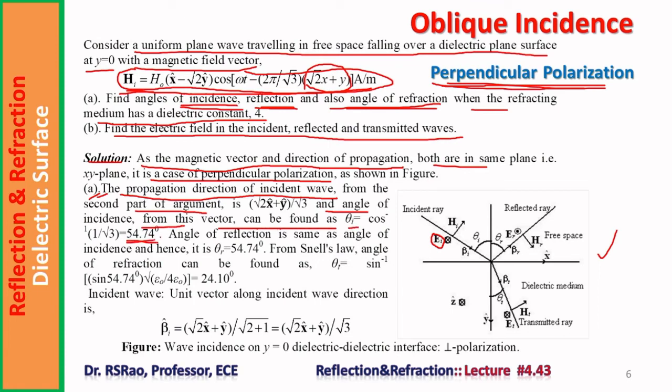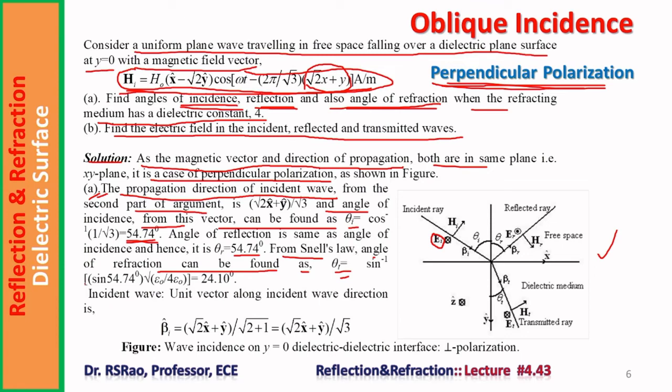It is 54.74 degrees. Angle of reflection is same as angle of incidence. Therefore, theta r is theta i. It is 54.74 degrees. So, from Snell's laws, the angle of refraction can also be found, theta t. We are calling it the refracting angle as theta t. Sometimes theta i and theta r are called theta 1, whereas theta t is called theta 2.